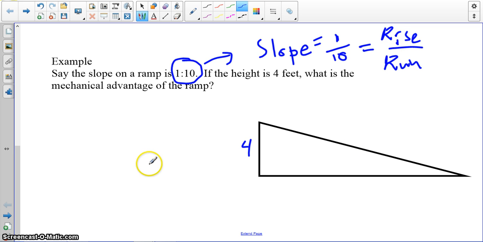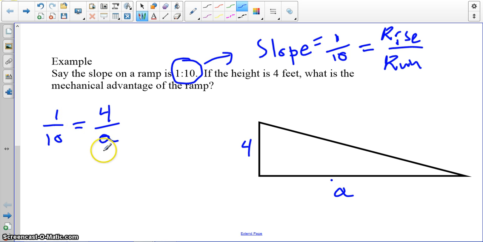So using the numbers from up here, run is A, so I'll put that down here. And so our rise over run is 4 over A. So 1/10, the slope is rise over run, it's a 1/10, but it's also 4 over A. So I can make an equation. Rise over run is 4 over A, but it's also 1/10, and then this is a problem we can solve for A.